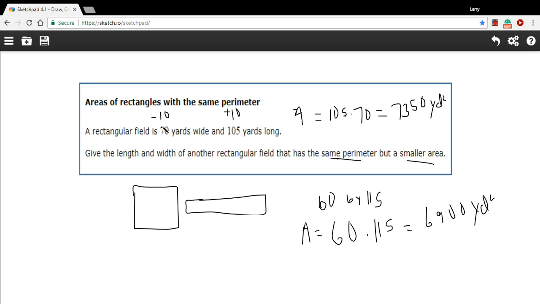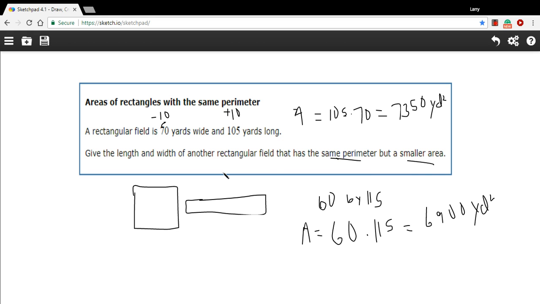If we wanted even smaller area, we could subtract 20 or 30 or 40, or we could subtract 69 yards if we wanted to and leave just one. Any of those would be right answers for this one. So subtract some amount from your width, add it to the length, and you'll get something that's more of a stretched out rectangle, therefore has a smaller area.